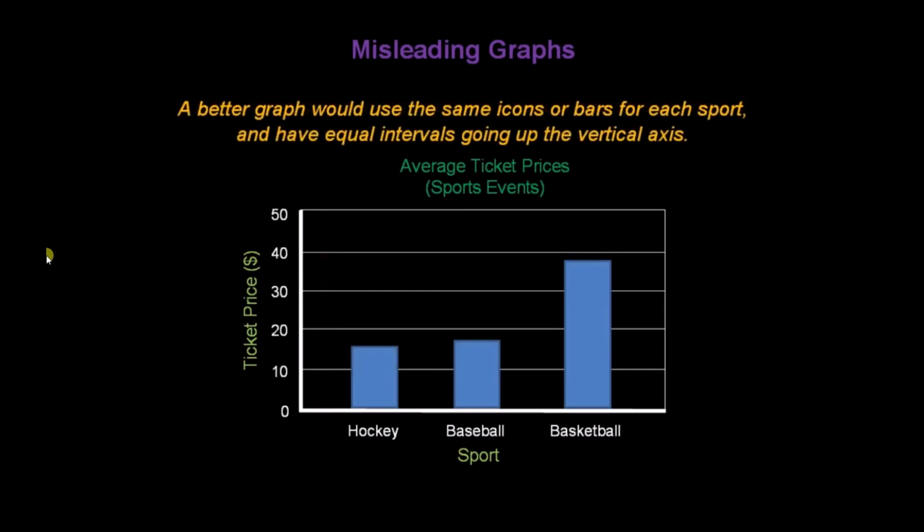A better graph would use the same icons or bars for each sport and have equal intervals going up the vertical axis. Now we can do a fair comparison between ticket prices for the 3 sports.